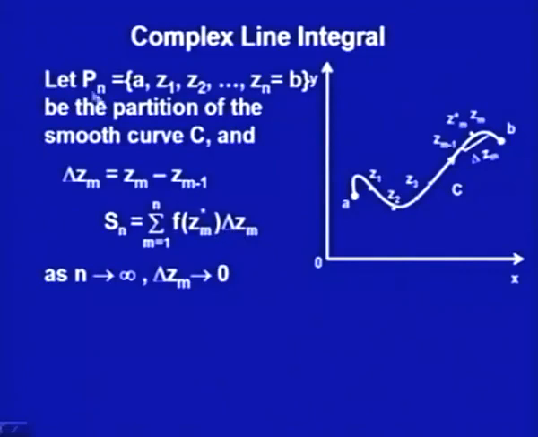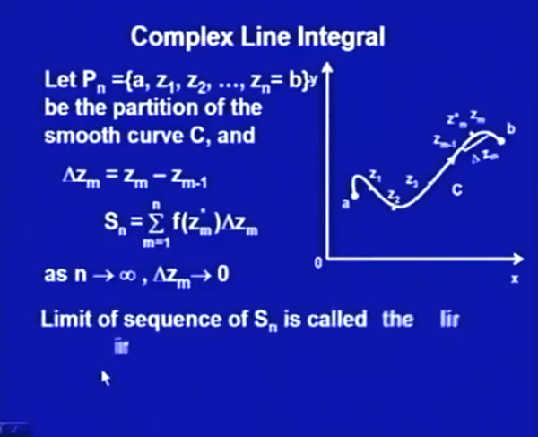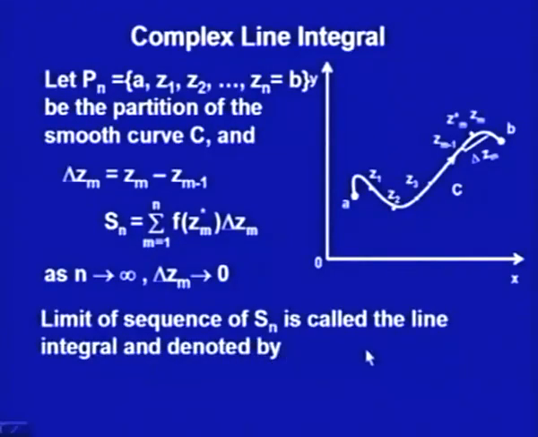In this manner, I would get a sequence of sums Sn. Now, let us define the complex line integral in a similar manner as we have defined the line integral on the real line. We say the limit of the sequence Sn we would call the complex line integral. So the limit of the sequence of Sn is called the line integral, and it will be denoted by either integral over C of f(z) dz, or by this notation where a circle is in the integral sign, over C of f(z) dz.